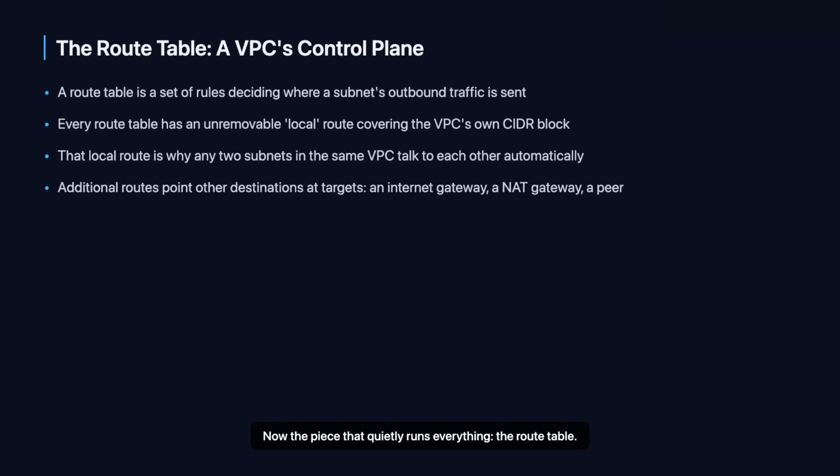Now the piece that quietly runs everything, the route table. A route table is just a set of rules deciding where a subnet's outbound traffic is sent. Every route table comes with one route you can never remove.